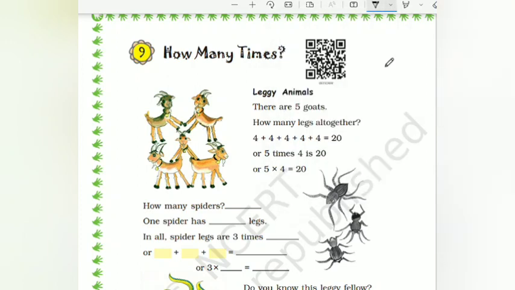See here, each dog is having how many? 4 legs. Okay, so 5 times 4. This one 4. This one 4. This again 4. This one 4. This one 4. So total will be how much? 20 legs will be there, or 5 into 4 is equal to 20.